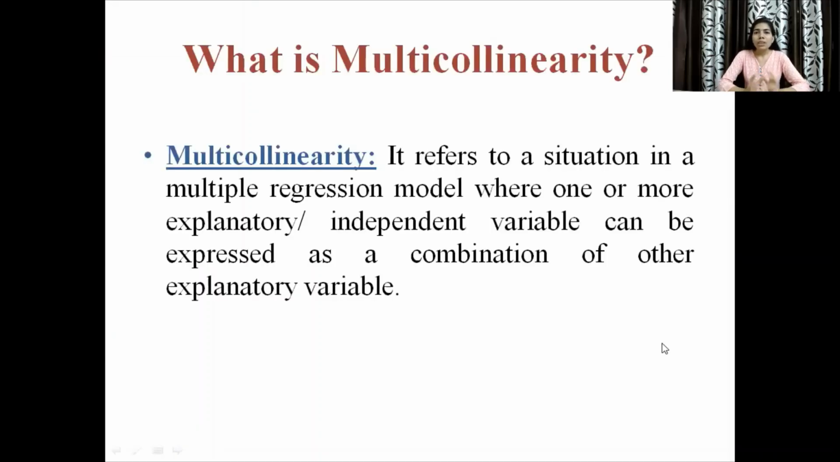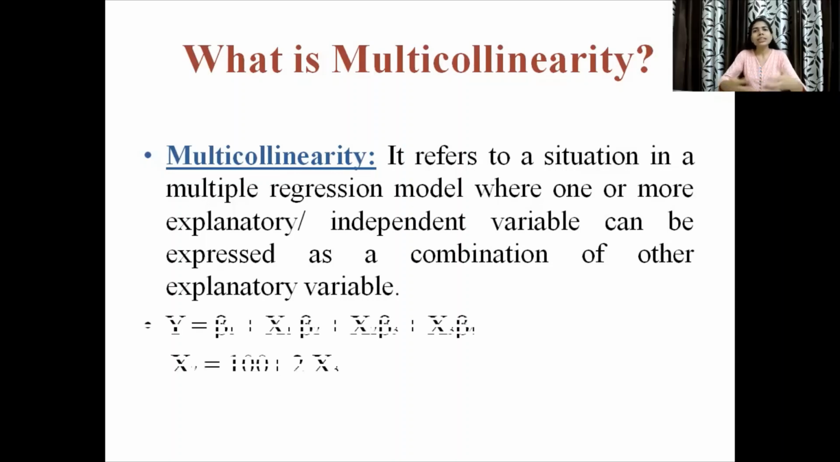See, multicollinearity refers to a situation in a multiple regression model where one or more independent variables can be expressed as a linear combination of some other independent variable. In simple terms, it means that if the degree of correlation between two independent variables is very high, in that case, there is a presence of multicollinearity in the dataset.